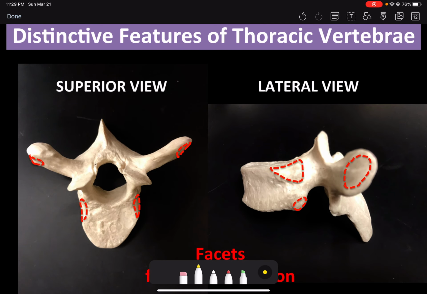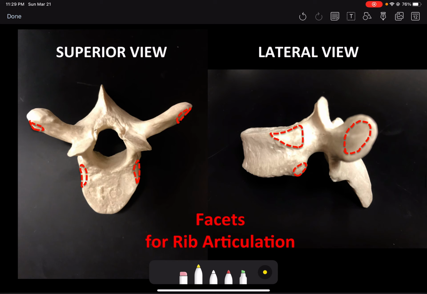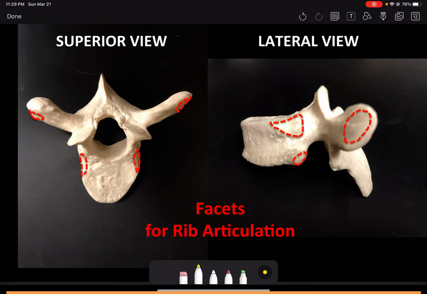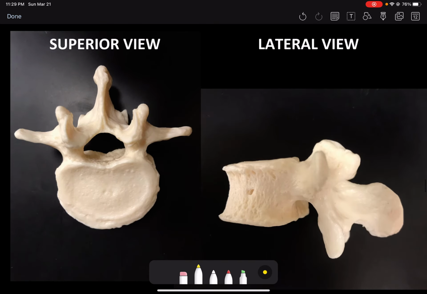Other distinctive features are going to be the facets or flattened components that correspond with where these bones articulate with the ribs. Remember, the thoracic vertebrae are going to be associated with your rib cage, right, your thorax. And so it makes sense that we have regions that are specialized for articulating with those ribs. It's how the ribs are going to attach to the vertebral column.